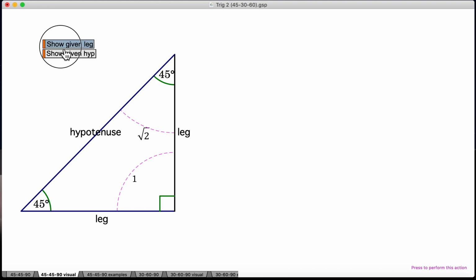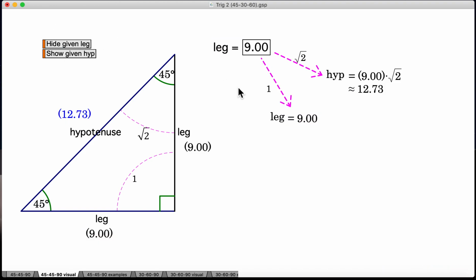Suppose I'm just given the value of the leg. If the leg is 9, then obviously the other leg is 9, and the hypotenuse would be 9 times root 2, which is about 12.73. No matter what I change it to, if I change the leg to 3, the other leg is 3, and then the hypotenuse is root 2 times 3, which is about 4.24.